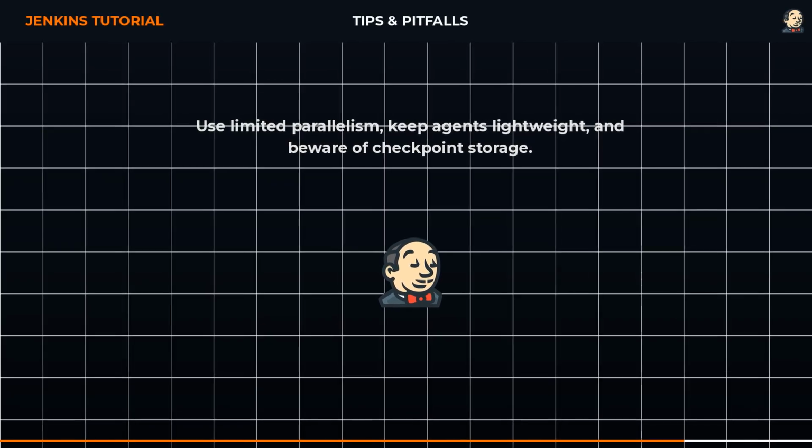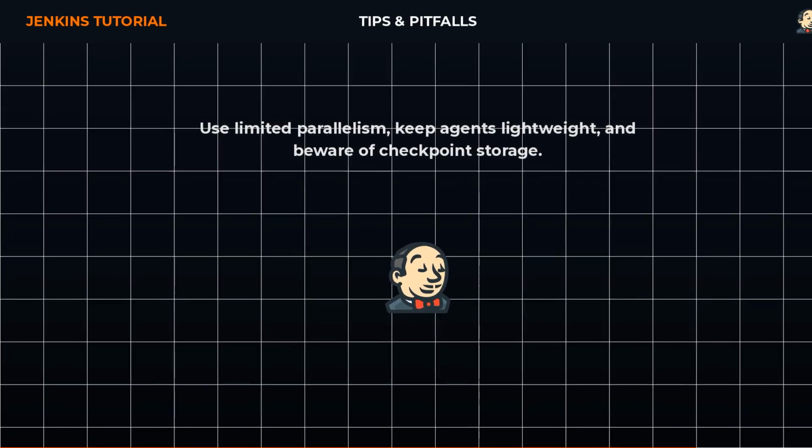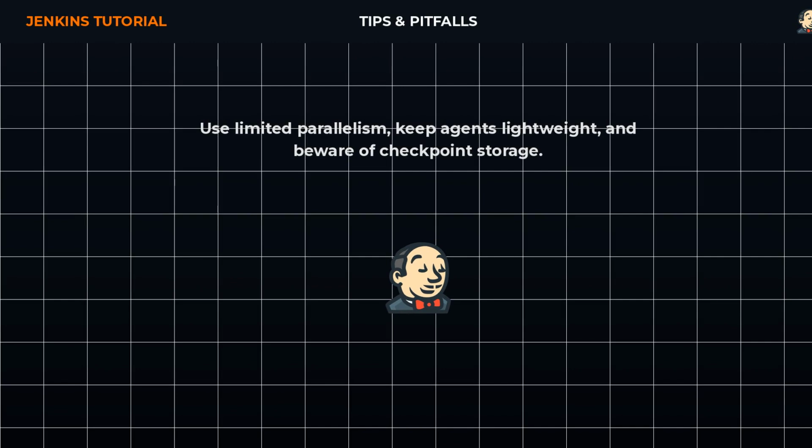When using parallel stages, limit the number of concurrent agents to avoid overloading your master. Keep each parallel job lightweight to reduce startup time. Checkpoints consume disk space, so clean them up regularly and avoid placing them inside tight loops.